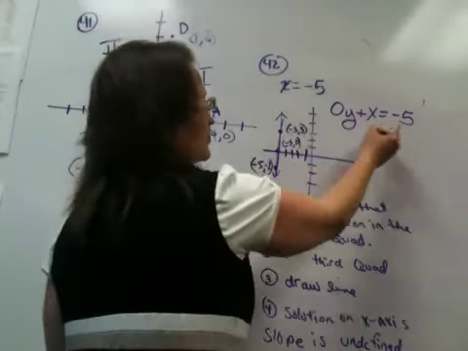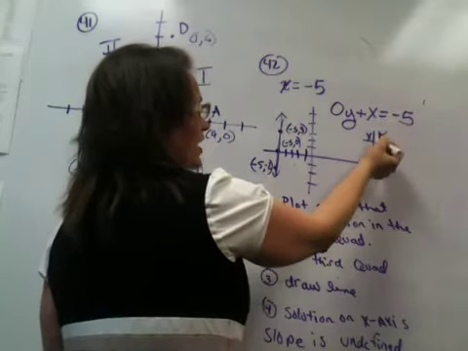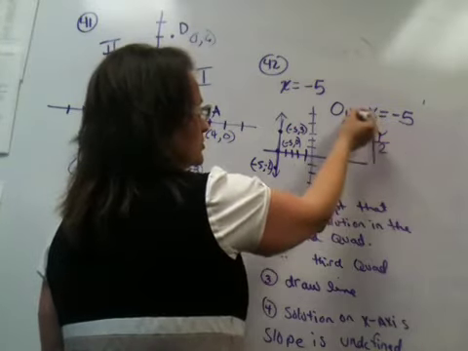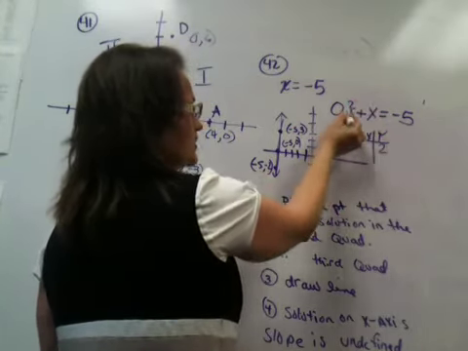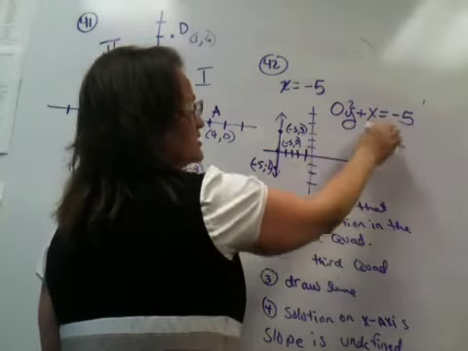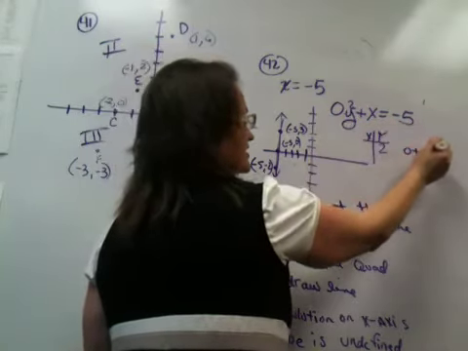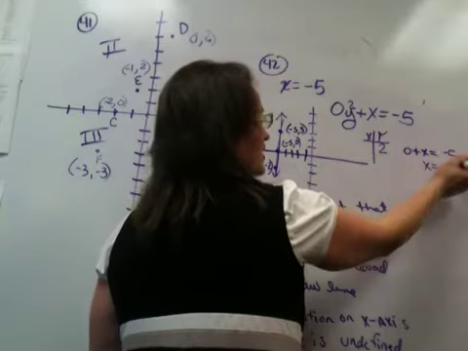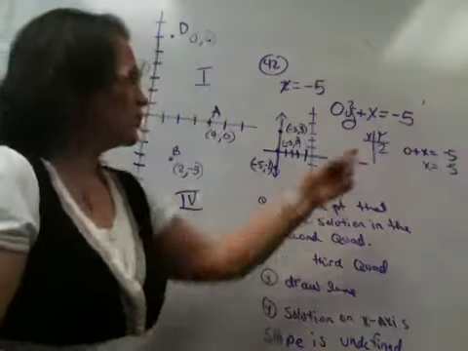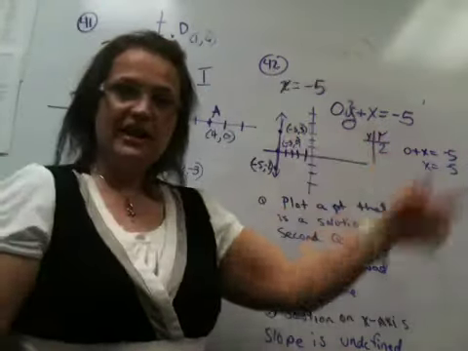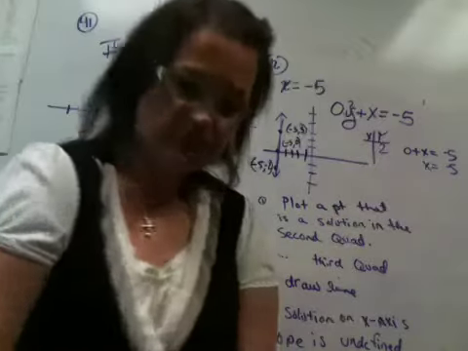And then when you plot points, say you plug in a y value of 2, when you put a 2 in for the y, 0 times 2 is 0, so you have 0 plus x is negative 5, or x is negative 5. So no matter what you plug in for y, it zeroes it out, x is negative 5. Vertical line.